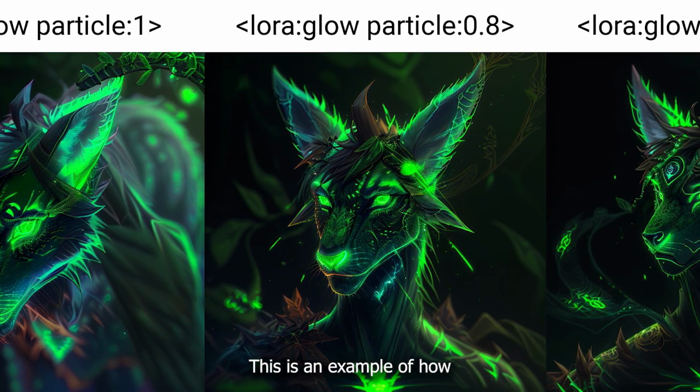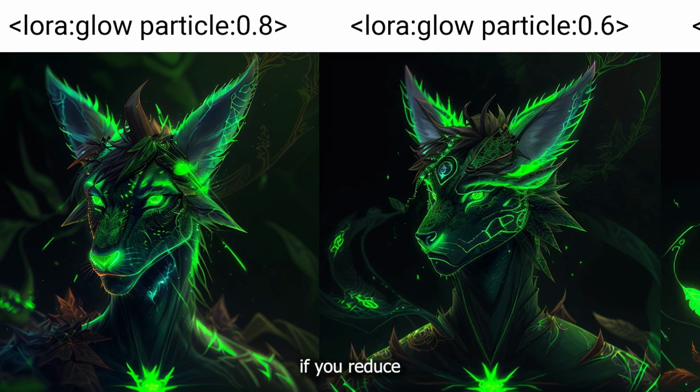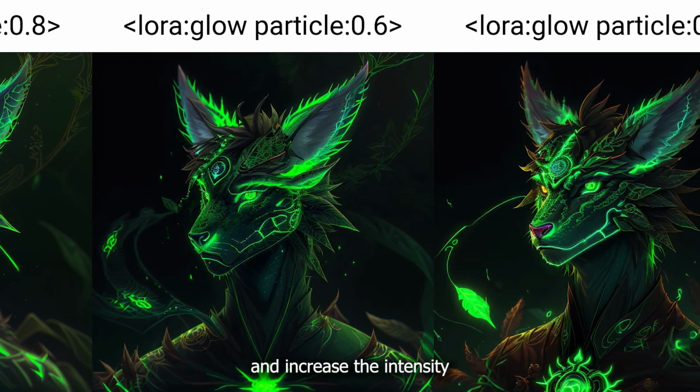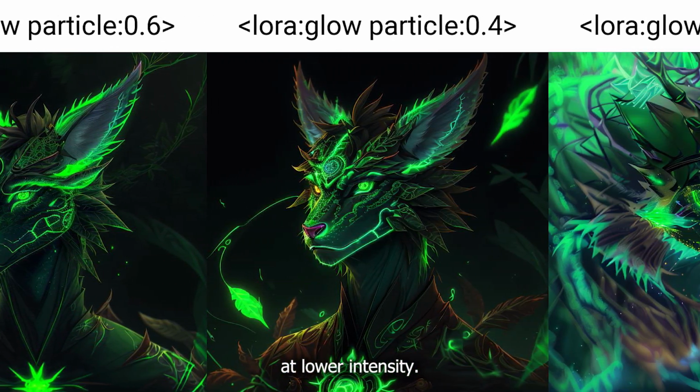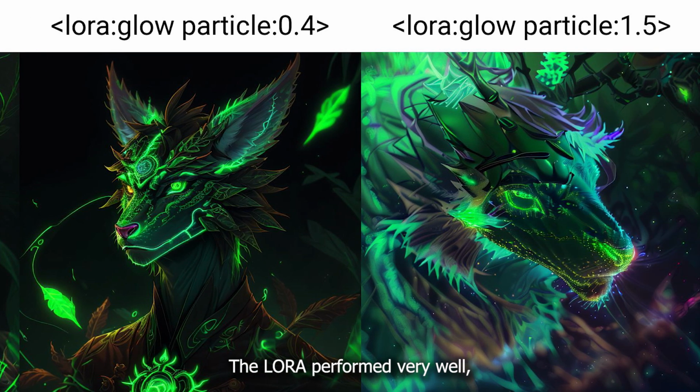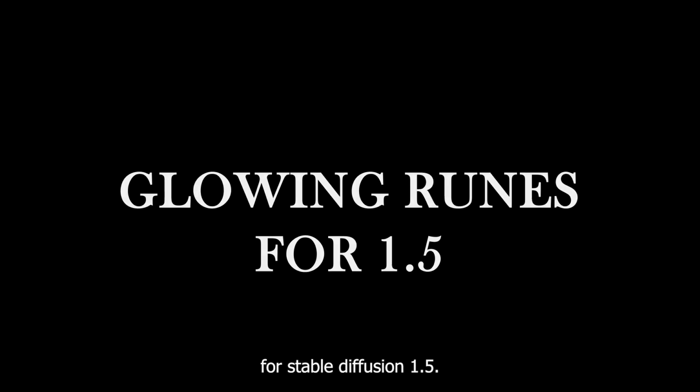This is an example of how the images will look if you reduce and increase the intensity. At lower intensity, the Lora performs very well, but when I increase it to 1.5, it is blown out of proportion. The second is Glowing Runes for Stable Diffusion 1.5.